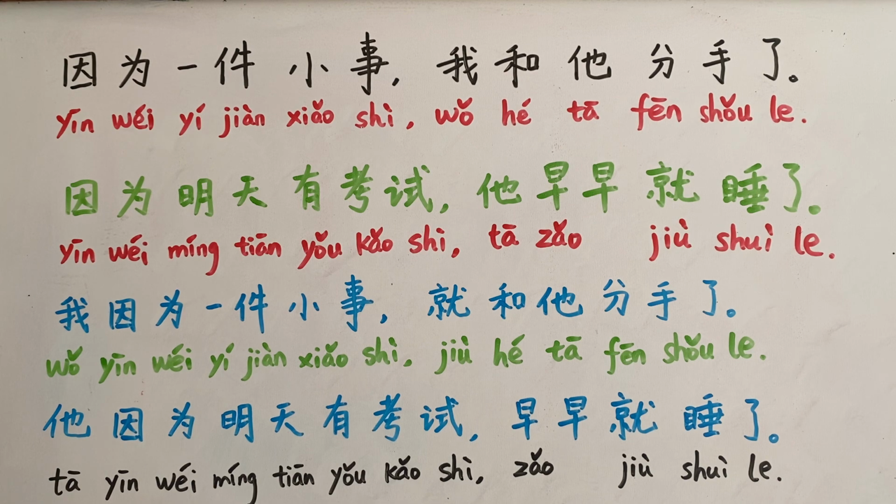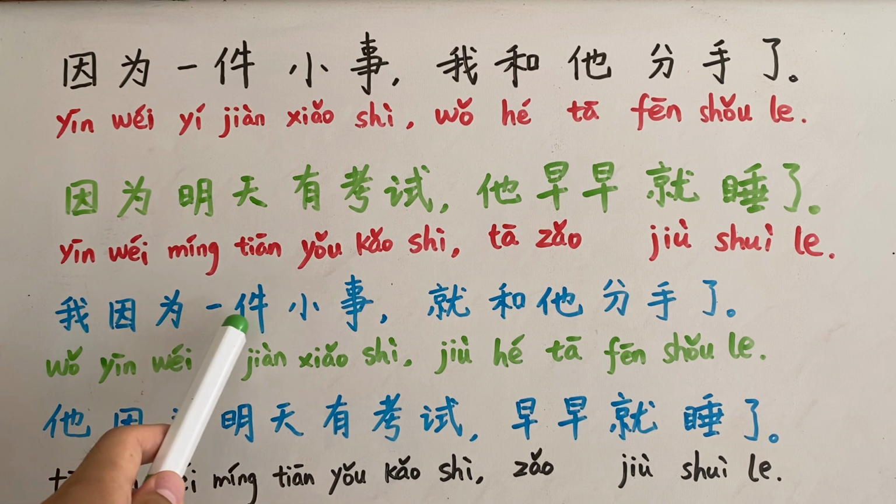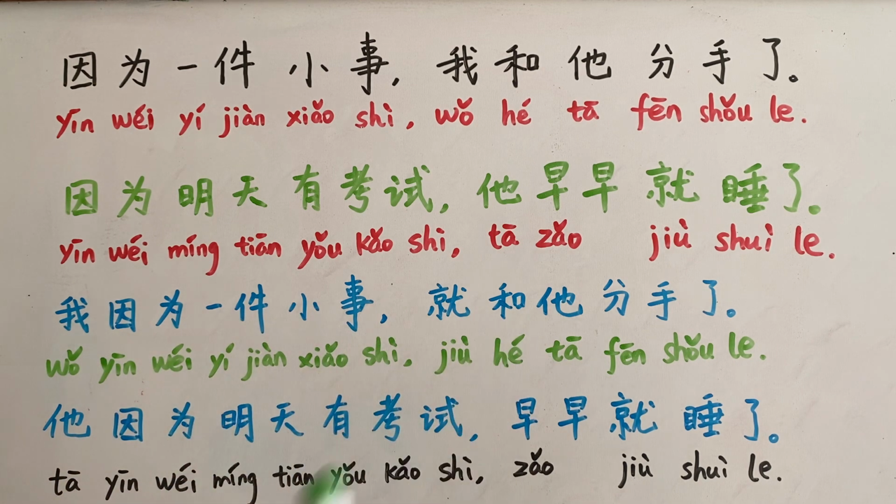It implies you might regret the breakup, right? 我因为一件小事就和他分手了. You kind of regret it. You kind of blame yourself for the stupid breakup. You may have the thought of getting together again, right?